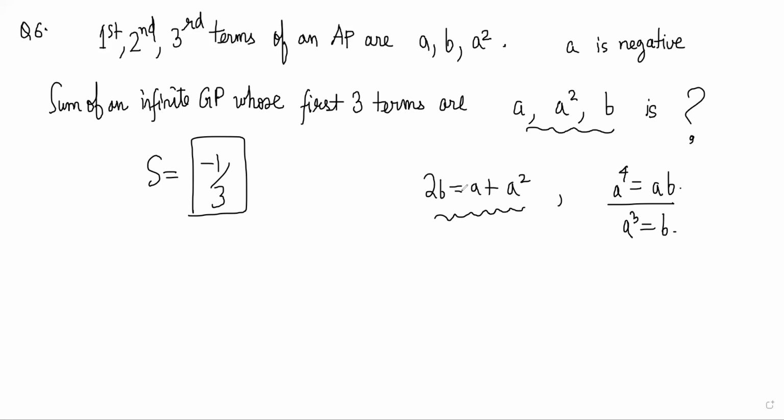A cube is B, and you can put that here. 2A cube is equal to A plus A square, right? From here, you can find A, right? Once you find A, you can do everything, right? Yes. Okay.